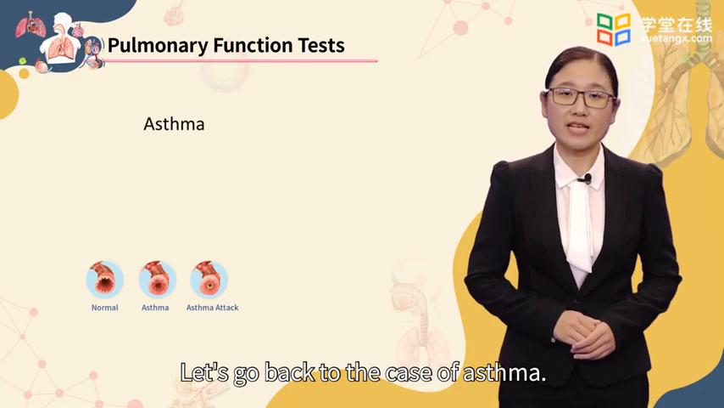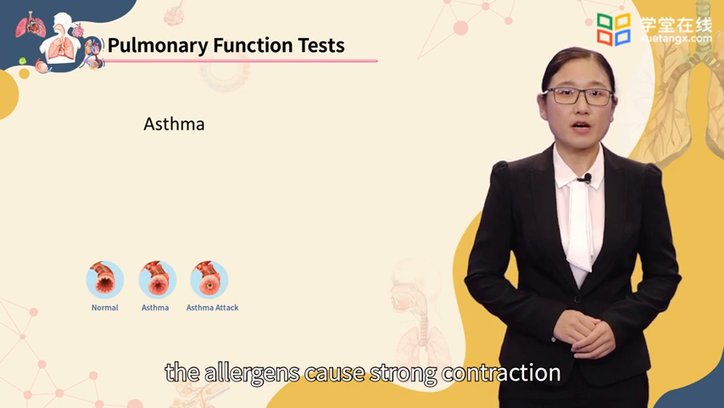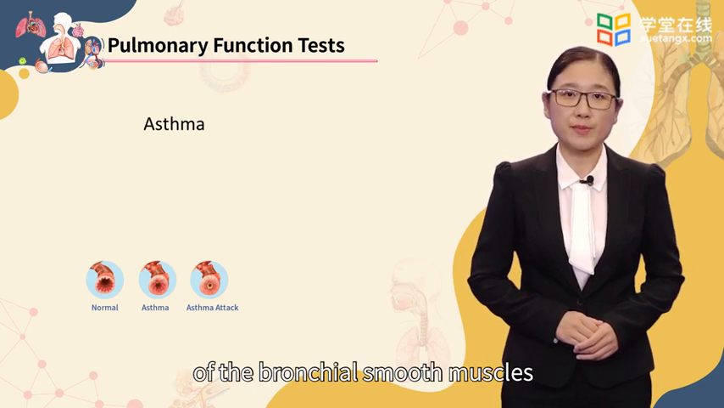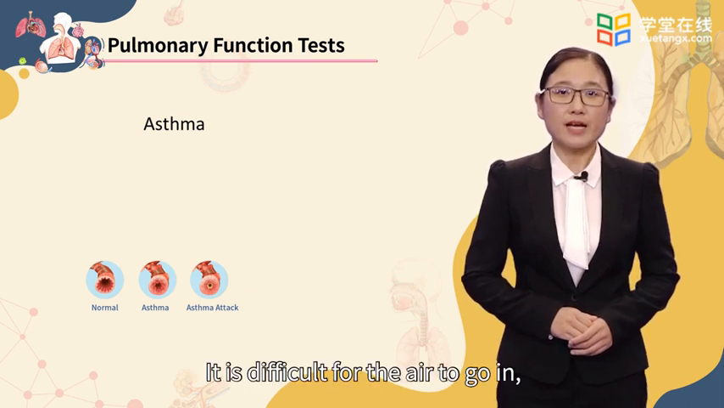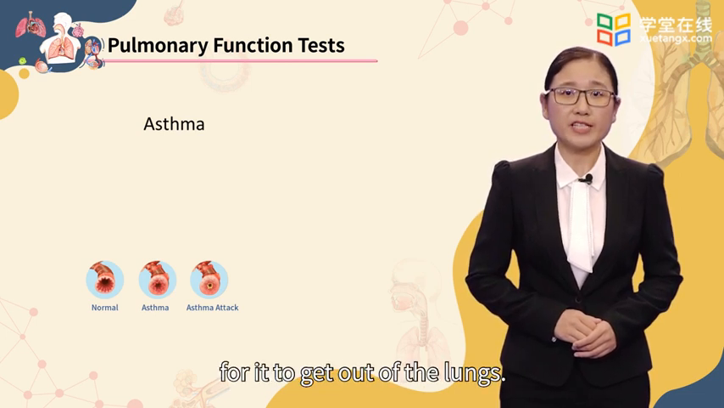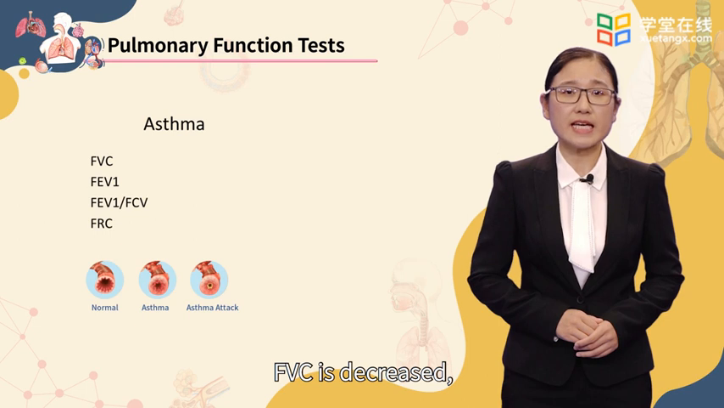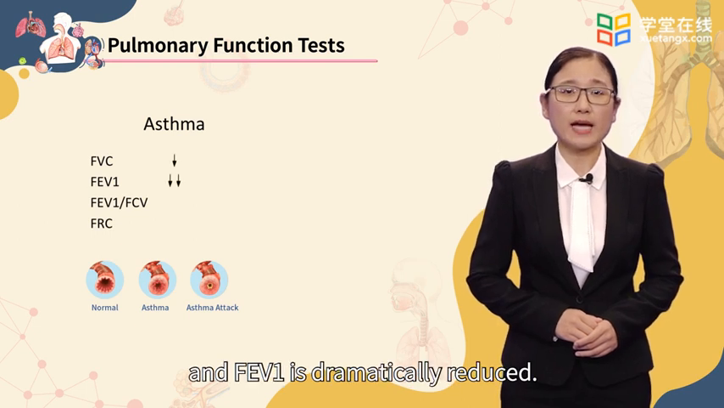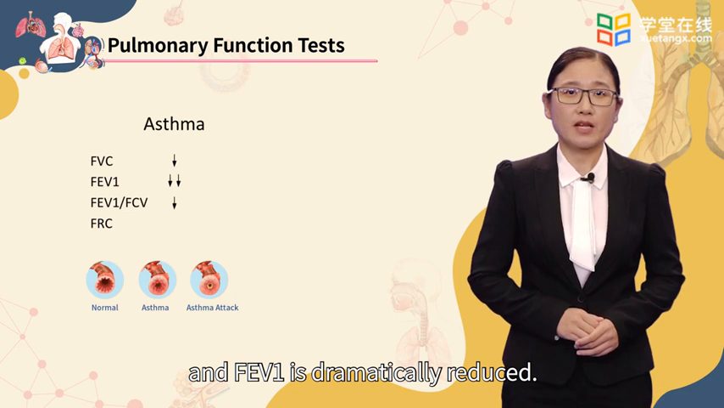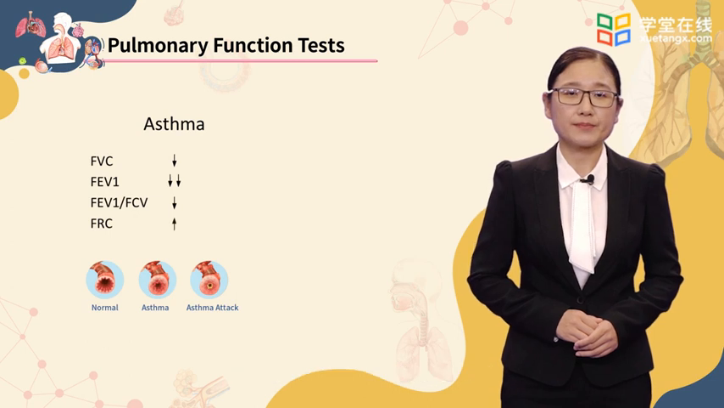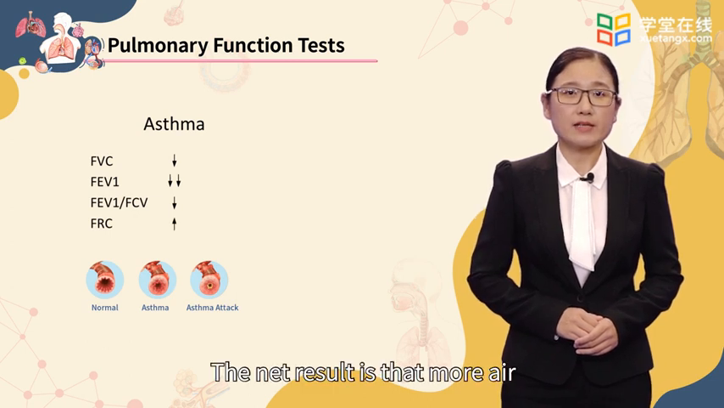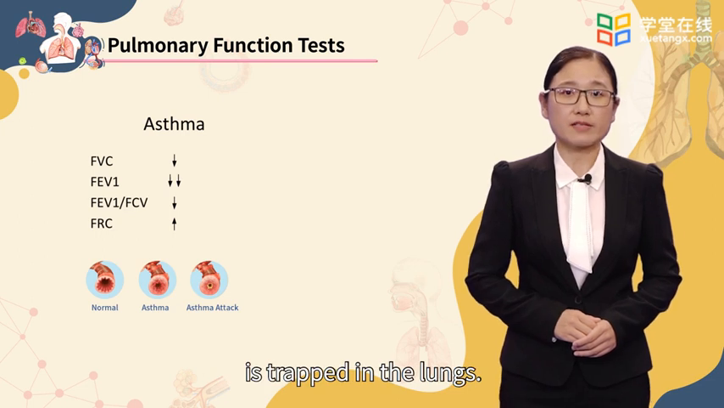Let's go back to the case of asthma. The allergens cause strong contraction of the bronchial smooth muscles, giving rise to obstructive pulmonary disease. It is difficult for the air to go in, and more importantly, for it to get out of the lungs. Forced vital capacity, FVC, is decreased, and FEV1 is dramatically reduced. The ratio of FEV1 over FVC is decreased accordingly. The net result is that more air is trapped in the lungs.